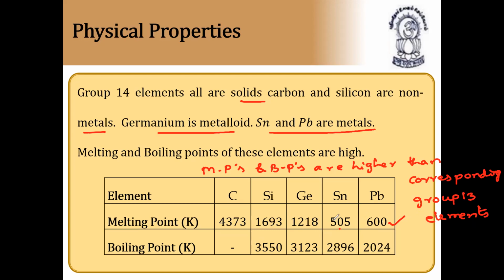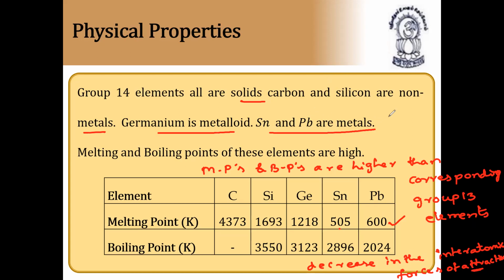This is due to the decrease in the interatomic forces of attraction in tin. If it is not clear, please make a note. Due to the decrease in the interatomic forces of attraction in tin, its melting point is lesser when compared to lead.